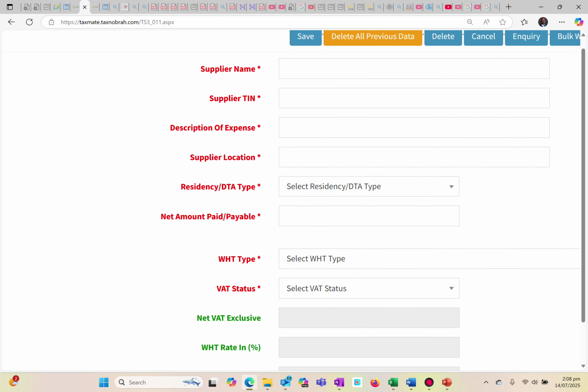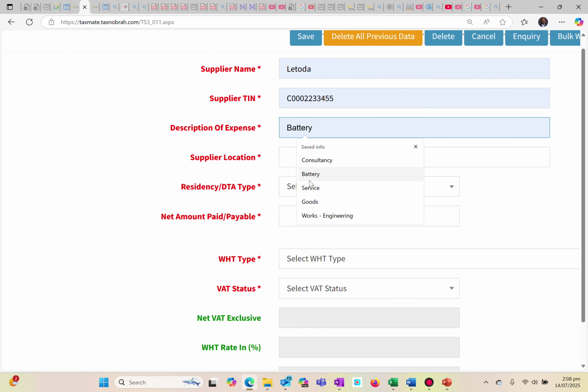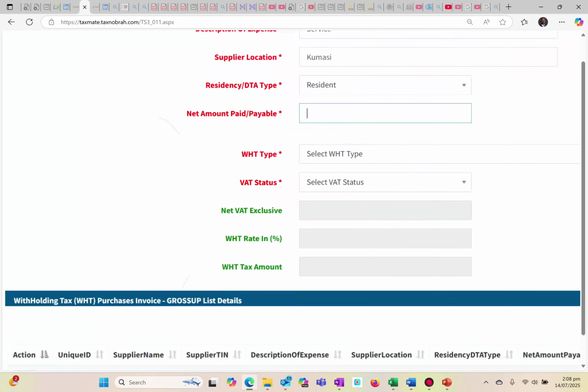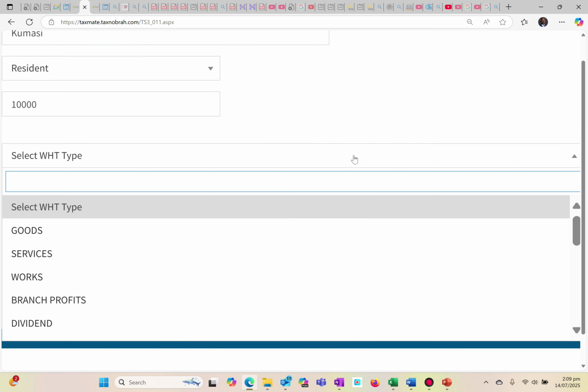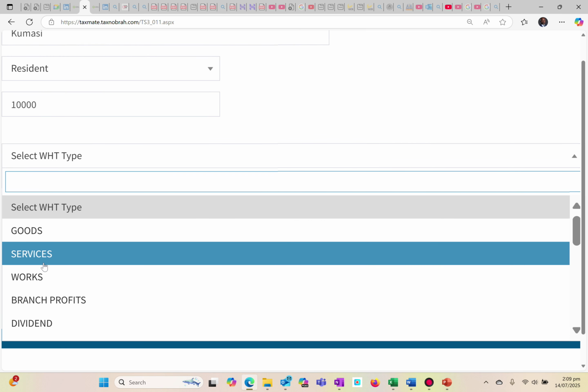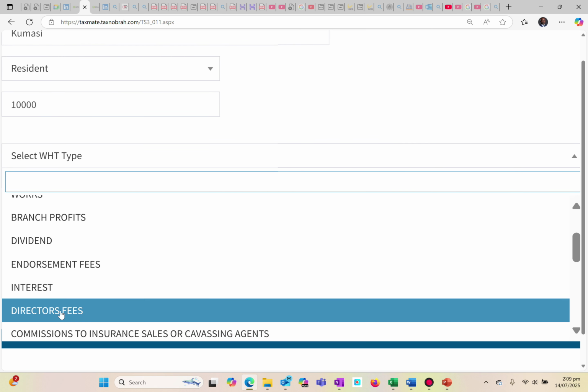This is an individual entry. So I can do my fourth one from the total. Fourth one, and it is service. I got it from Kumasi, so resident. Resident amount is still 10,000, and this time we say that it's service. It's an endorsement fee.